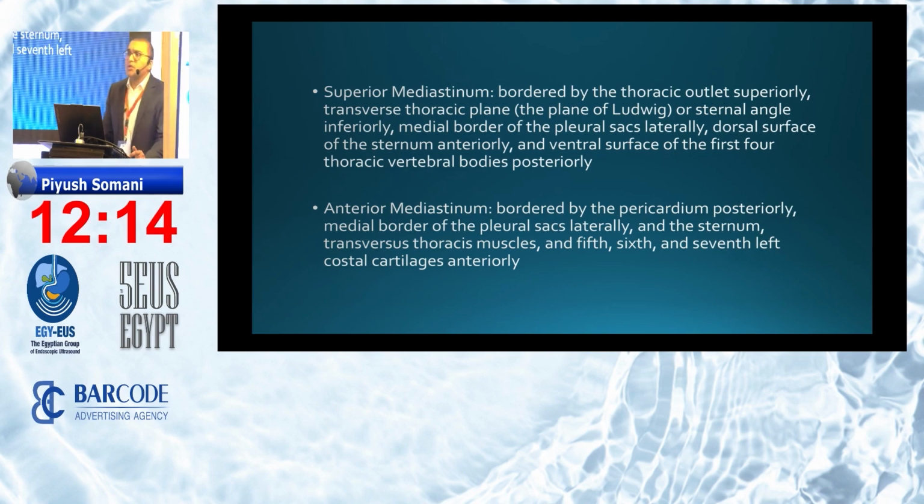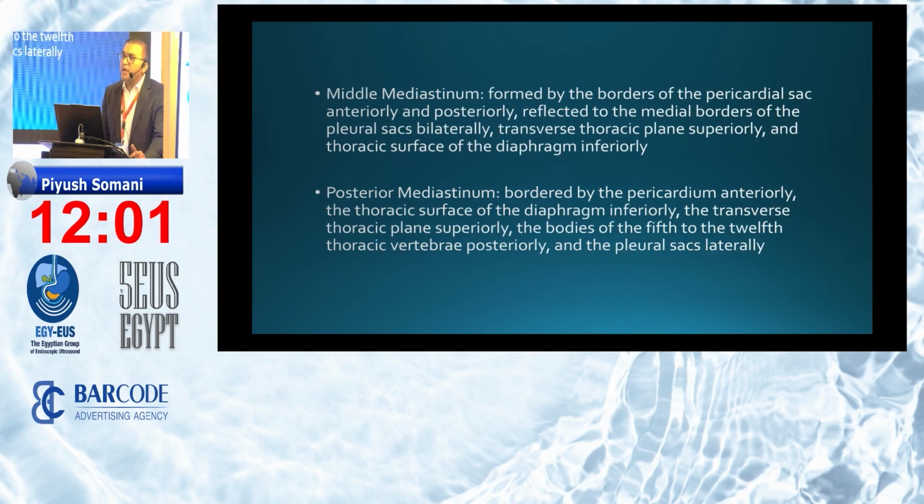If you look at the borders of the superior mediastinum, the thoracic outlet is superior and inferiorly is the sternal angle. In the anterior mediastinum, it's the sternal angle, and posteriorly the pericardium. The middle mediastinum includes the pericardium and its structures, and the posterior includes the esophagus and obviously the azygos vein.